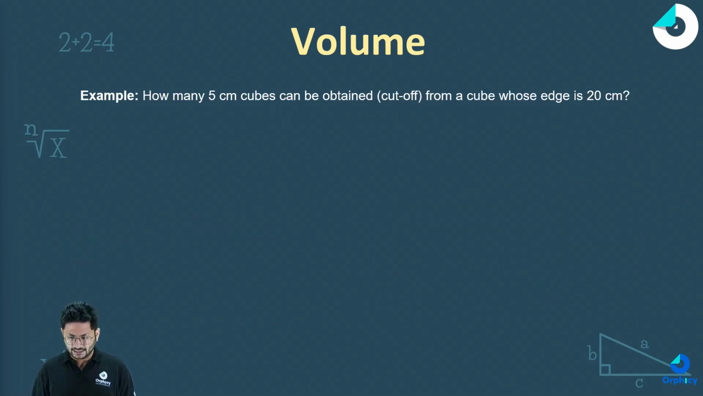Okay, and I would say that the last question for the day is how many 5 centimeter cubes can be obtained from a cube whose edge is 20 centimeters. तो इसमें भी हम volume का use करते हैं. First of all, we'll calculate the volume of the large cube. बड़ा वाला cube का volume निकाल लेंगे. 20 a cube होता है या l cube होता है, तो 8000.